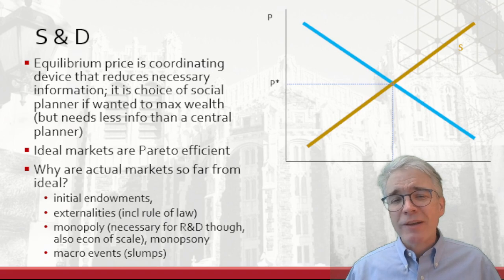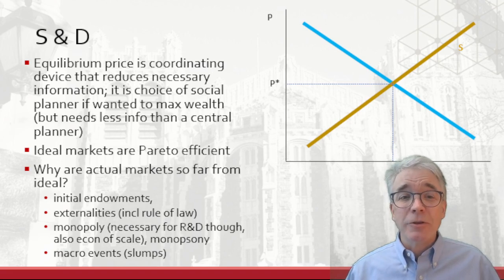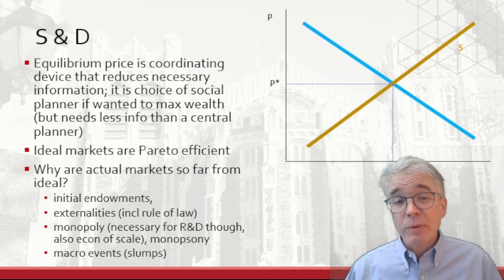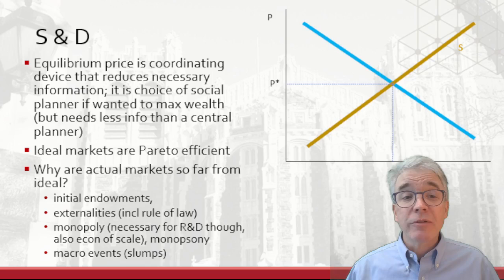Now, of course, actual real-world markets are not ideal. Why are actual real-world markets not ideal? One of the big reasons is initial endowments. Some people start poor. They don't have a lot of wealth. Maybe they're in a place where there are a lot of things working against them. Other people just get born lucky and have a lot of endowments. They're able to demand a lot of goods.